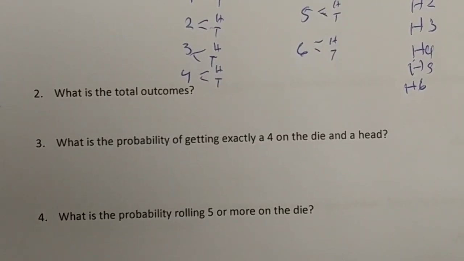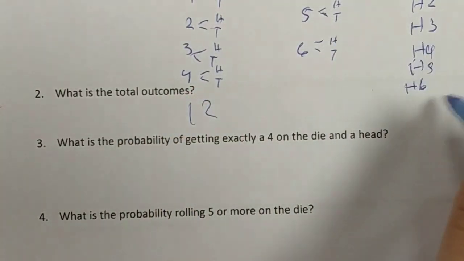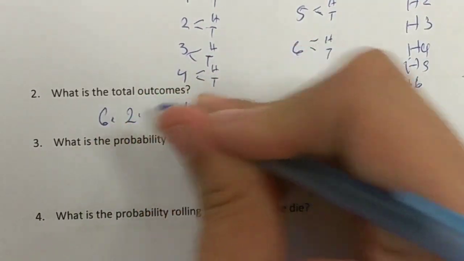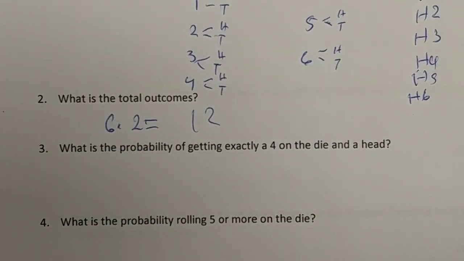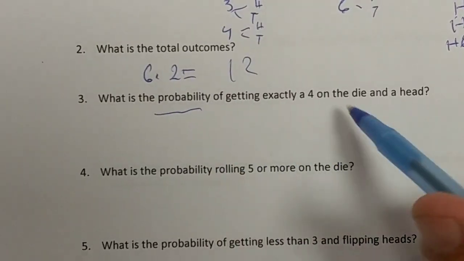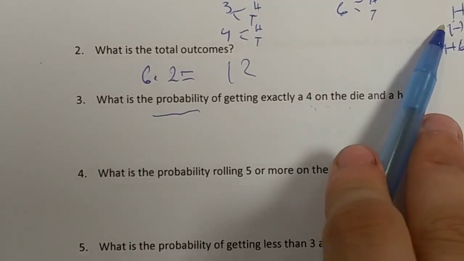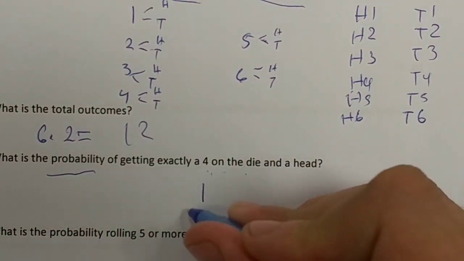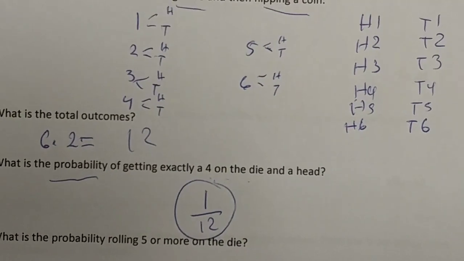Okay, what is the total outcomes? So there's 12 of them in total. If you didn't know that from this count or you got it wrong, you could do 6 parts of a die times the 2 options of a coin. 6 times 2 equals 12. Okay, what is the probability of getting 4 on the die and heads? So there's only one that's exactly 4 and heads. So that's 1 over, how many in total? We figured out before, 12.